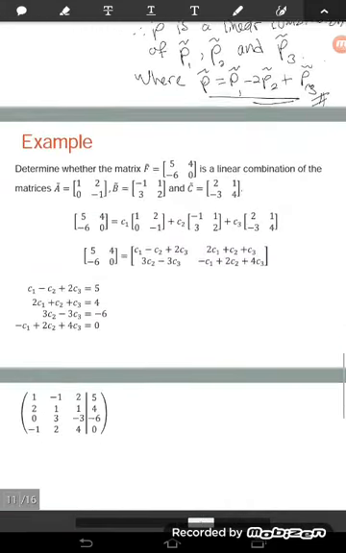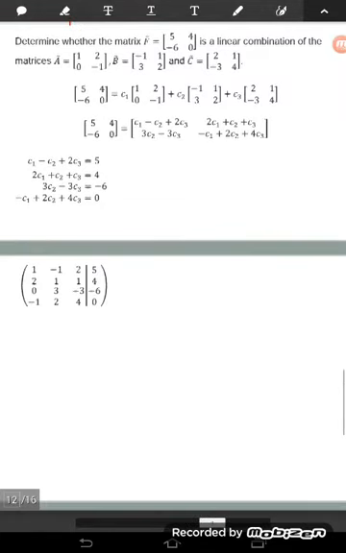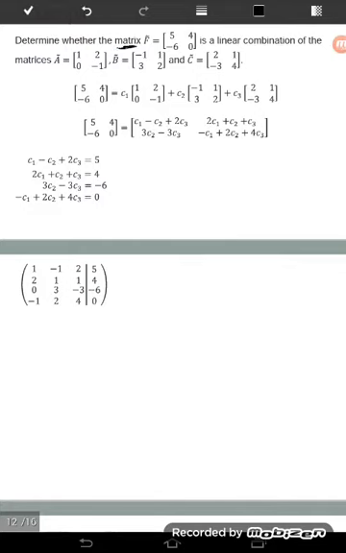Okay, another example. So this one is vectors in terms of matrices. Determine whether the matrix F equal to this one is a linear combination of the matrices A, B, and C. Okay, so this one actually should be vector. Okay, vector. So this one also vectors.